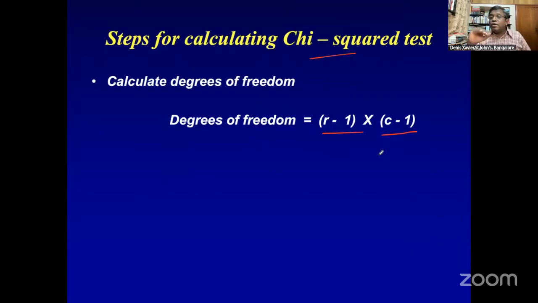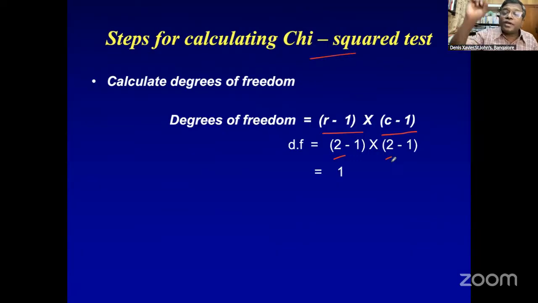Can we have more than 2 rows? Yes, sometimes we have. Now this is just a simple 2 by 2 table. You can have more than 2 rows, you can have more than 2 columns as well. So for this, it is simple. 2 rows, 2 minus 1 is 1. Again, 2 minus 1 is 1. So degree of freedom is 1 into 1, which is 1. Simple. So that's the degree of freedom.